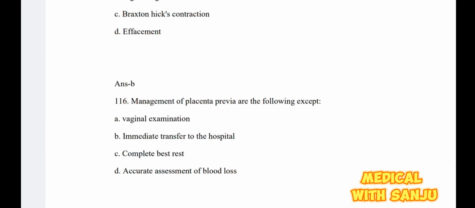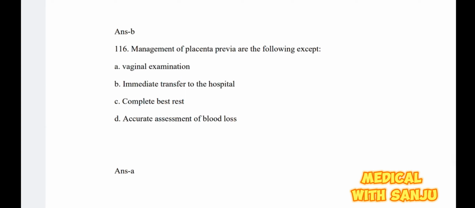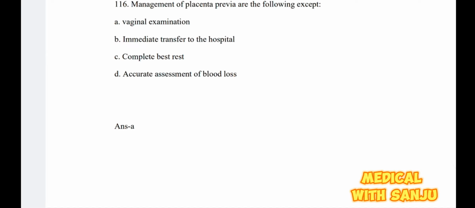Question number 116. Management of placenta previa includes all of the following except option A, vaginal examination, option B, immediate transfer to the hospital, option C, complete bed rest, and option D, accurate assessment of the blood loss. The right answer is option A. Vaginal examination should be avoided in the case of placenta previa.